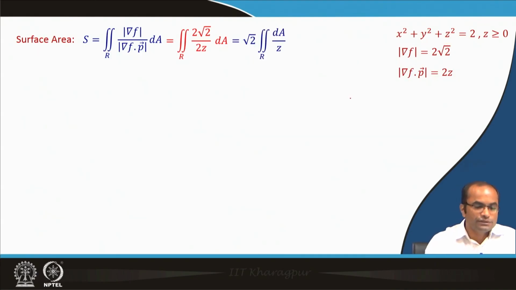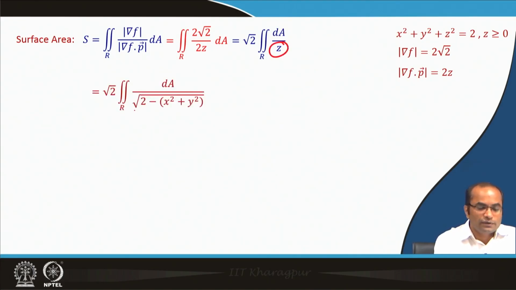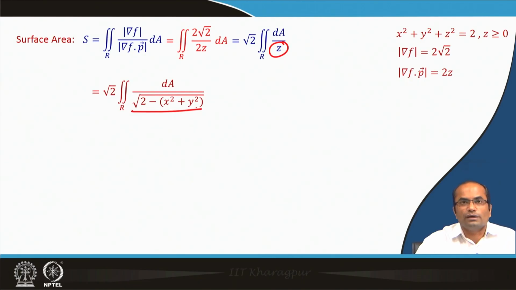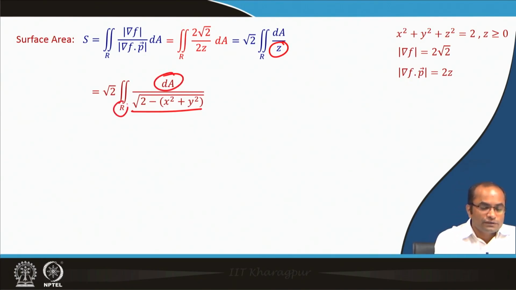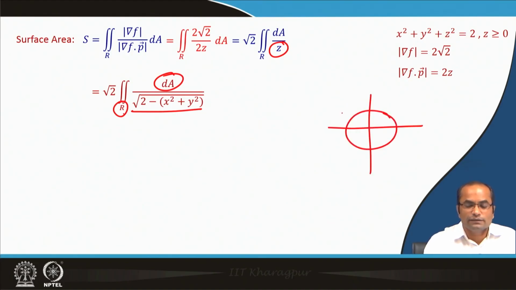So, that can be used here now. So, we have this z, and that will be replaced by square root of 2 minus x squared plus y squared, and we are integrating over this R, and R is the circular disc on the xy plane. Since we have the circular disc on the xy plane, it is better to use polar coordinates to compute this integral over this R here.